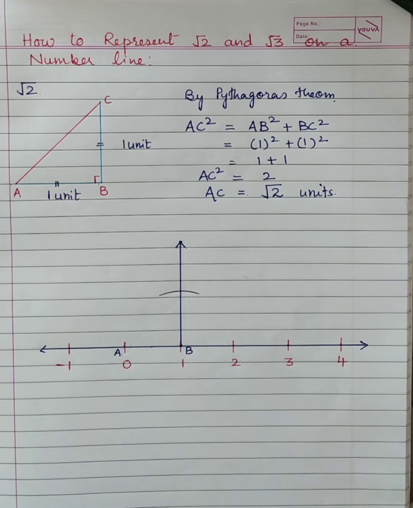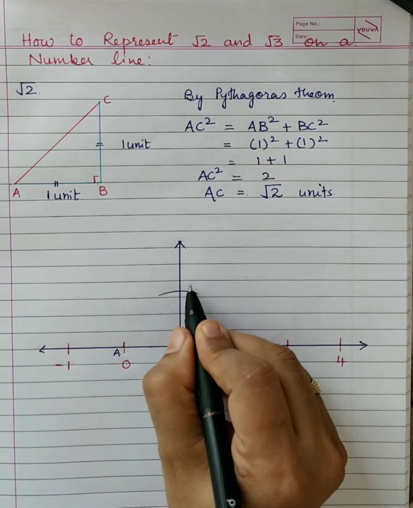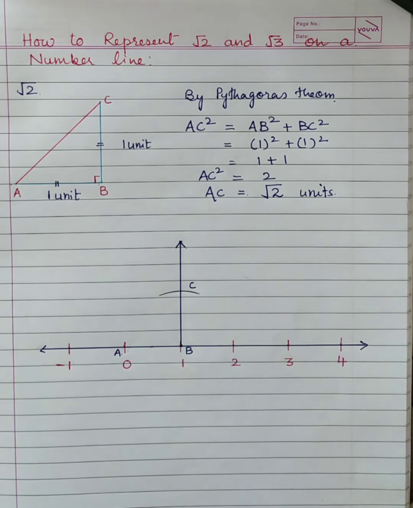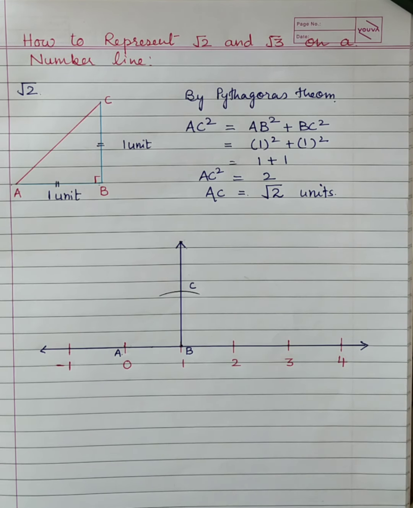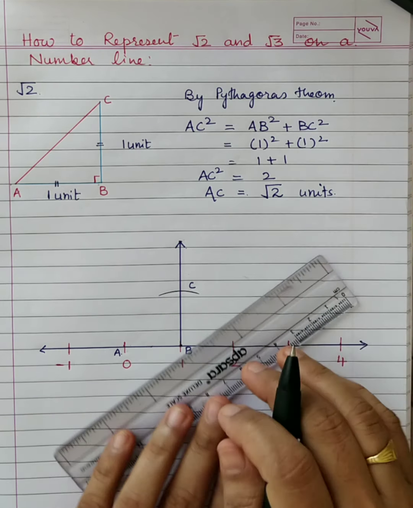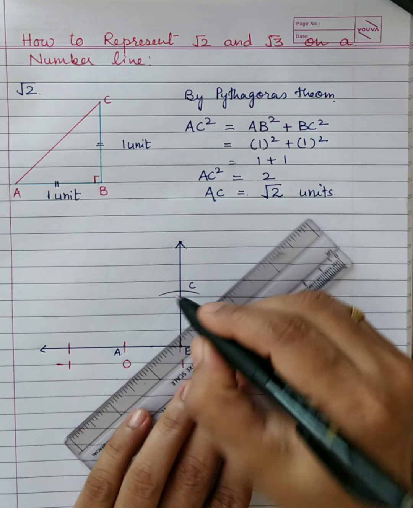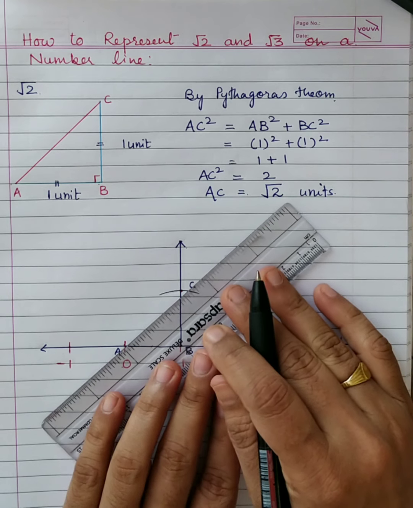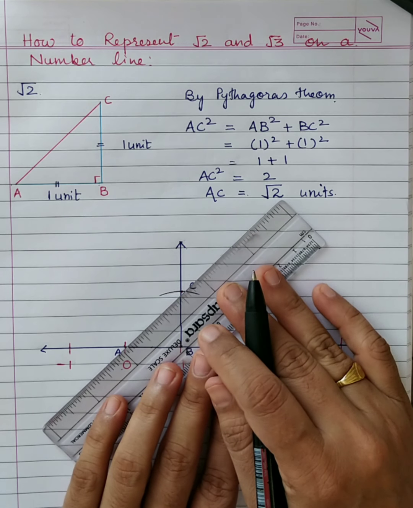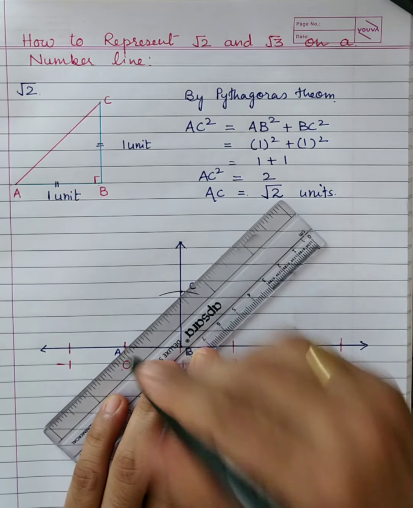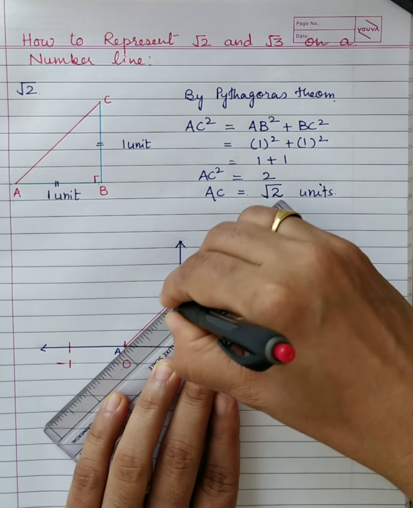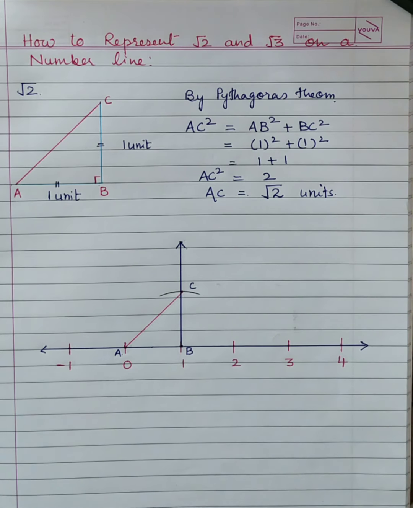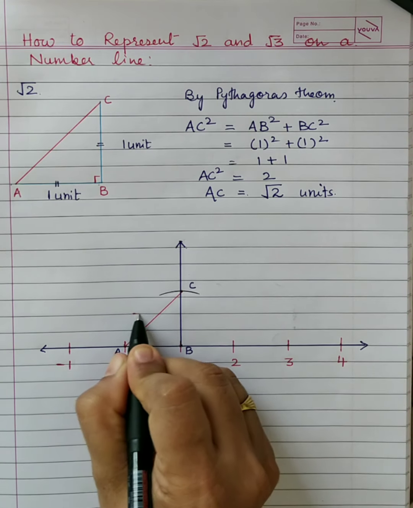Now we can name this point as C. This is our point C, and thus the hypotenuse is obtained if you join A and C. Mark points A and C and join them. Yes, length AC is equal to root 2 units.